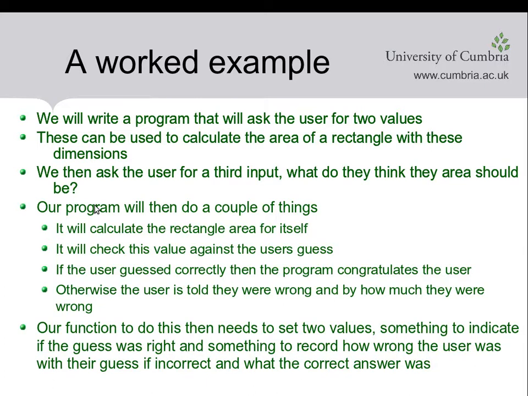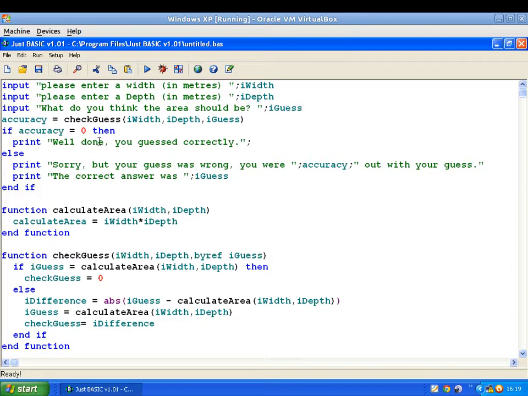One value to indicate if the guess was correct or not, and then another value to record what the actual true answer should have been. So in other words, the guess that the user made could be changed when it's returned back to the main program, so that it reflects what the answer should have been. So this is a program which will do exactly that.